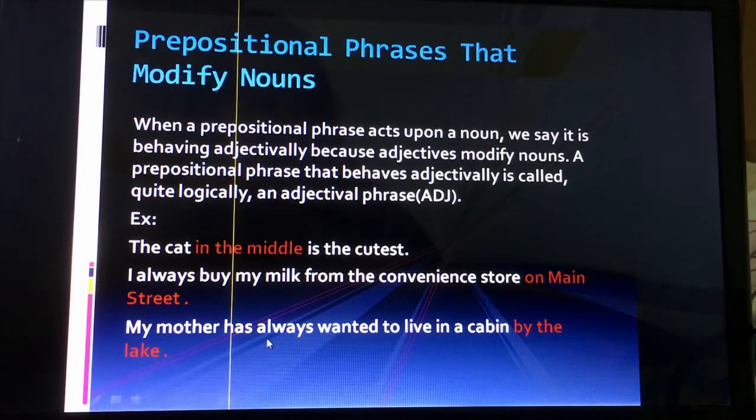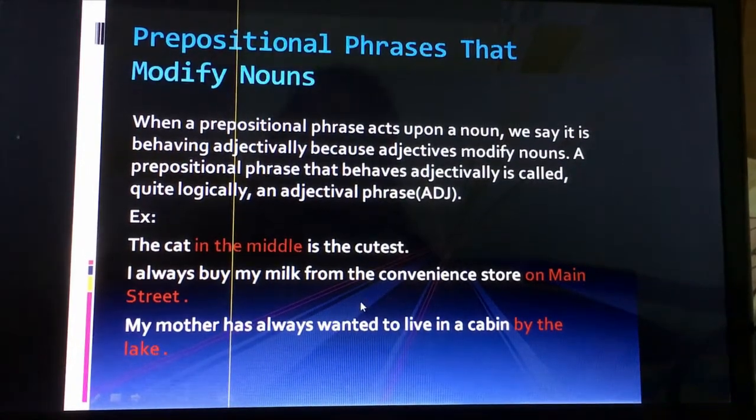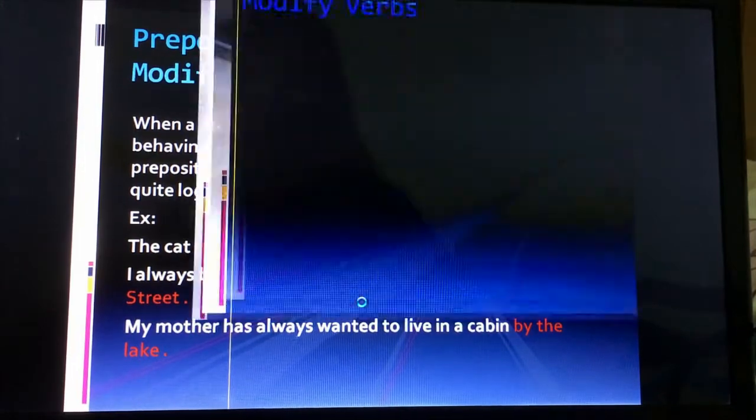Another one: my mother has always wanted to live in a cabin by the lake. Here the noun is cabin, and where is the cabin? By the lake. So by the lake, this phrase, is modifying cabin. A noun is being modified, so it is called an adjectival prepositional phrase.